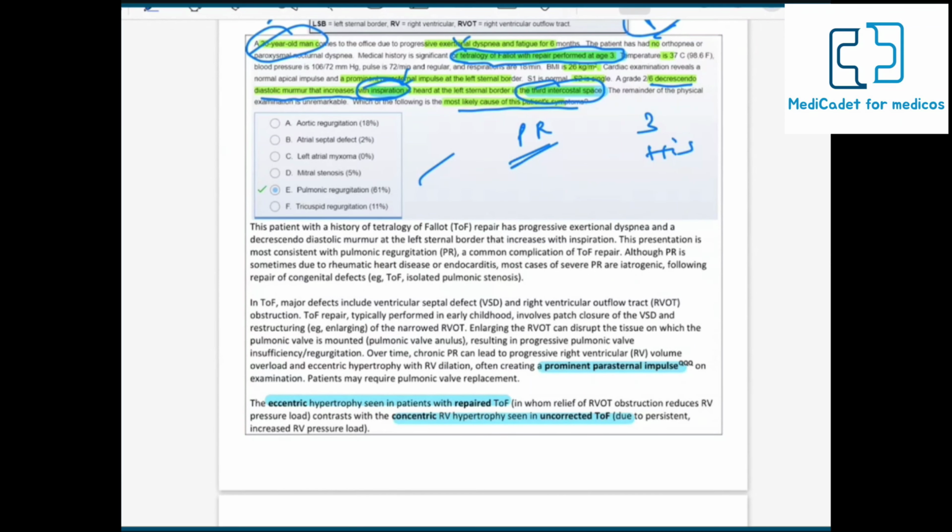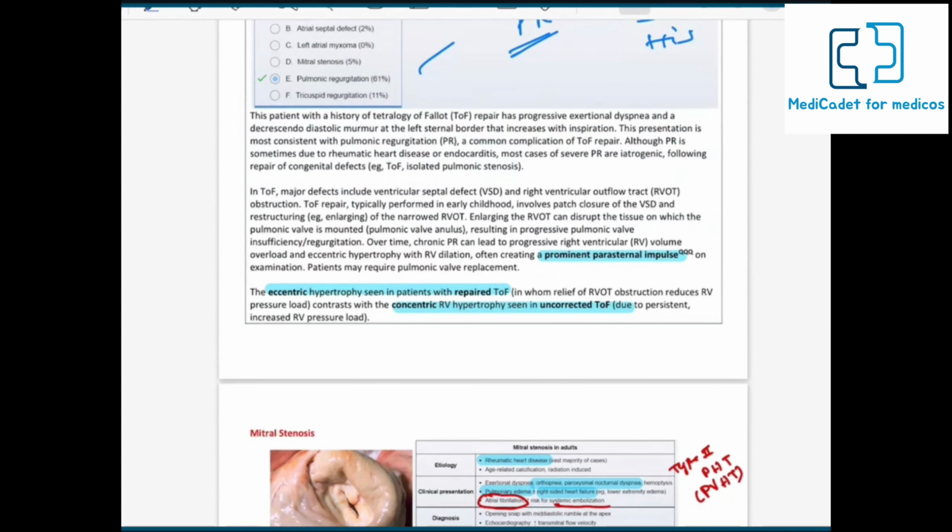Like I told you, it's the same thing they have explained, the thing that we saw so far. They've also mentioned some things about TOF. I think the components of TOF by now you should know thoroughly. There is right ventricular outflow tract obstruction, which they also call pulmonary stenosis, sometimes subpulmonic stenosis. Second component is the VSD, third is the overriding of the aorta, and fourth is right ventricular hypertrophy.